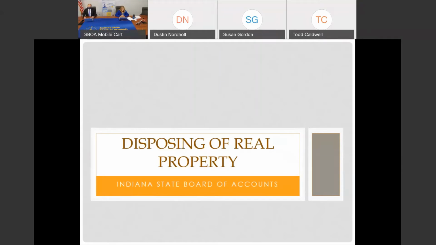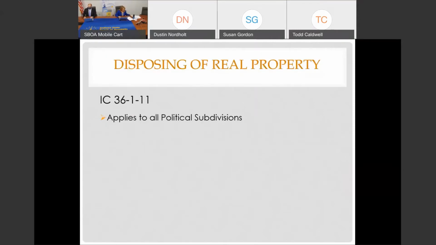One of the biggest takeaways is going to be to make sure that the city and town attorney is consulted in the disposing of real property, because as you'll see, there are a lot of rules when it comes to disposing of real property. There's a lot of exceptions and there's a lot of definitions. So that just makes it complicated in and of itself.